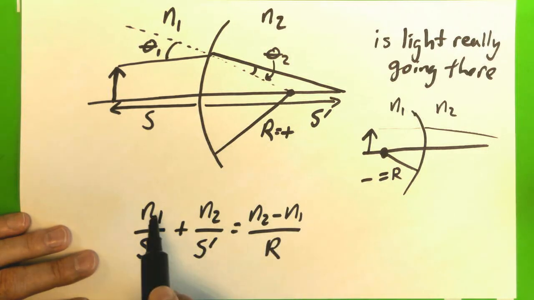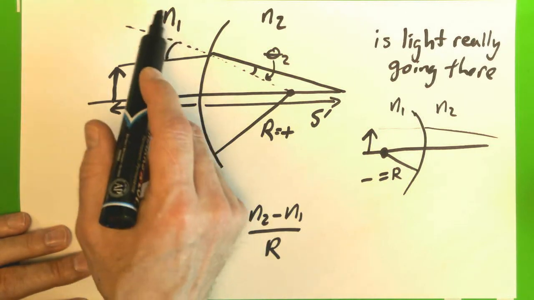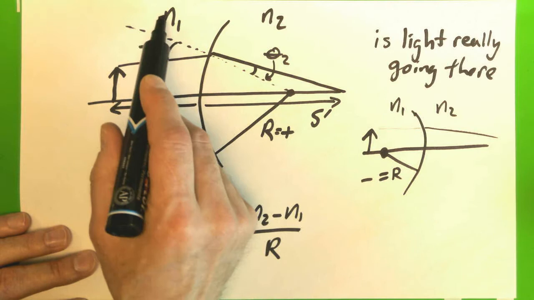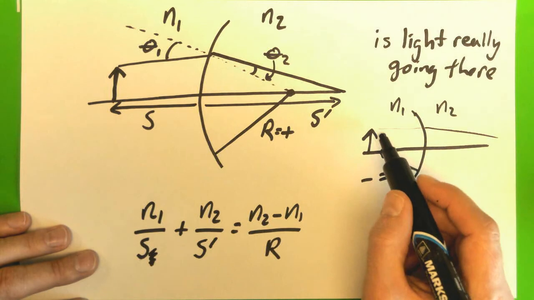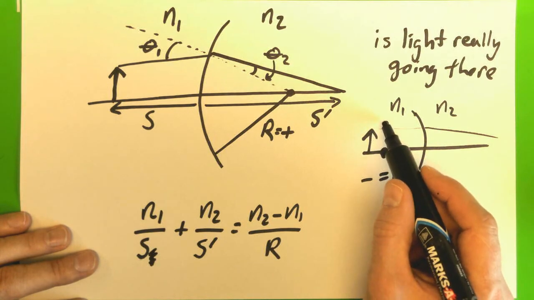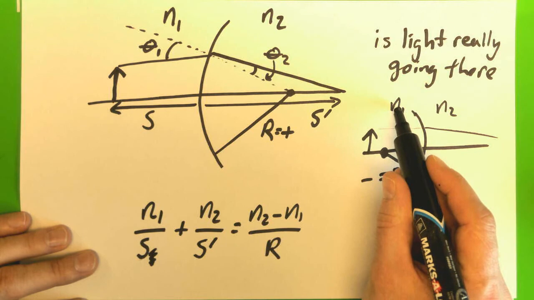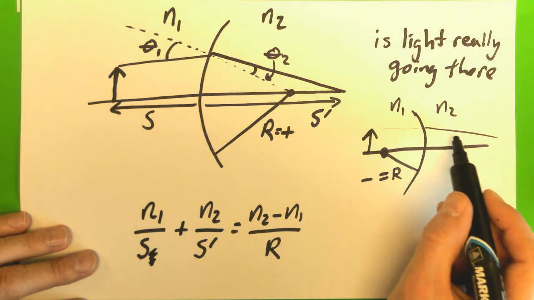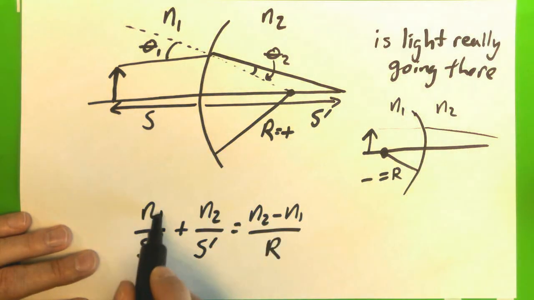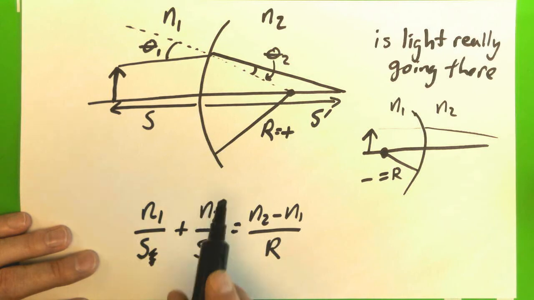The other thing to check is what is N1, what is N2? N1 is the material index where the object is. Where is the light coming from? So in this case this is N1. If this is air to water, this would be 1, and N2 is where the light went through. In this case, N1 is again on this side, associated with the object. So if this was a glass bulb, this would be 1.5. If this was in air, that'd be 1. So N1 is associated with where the object is. N2 is the other side.